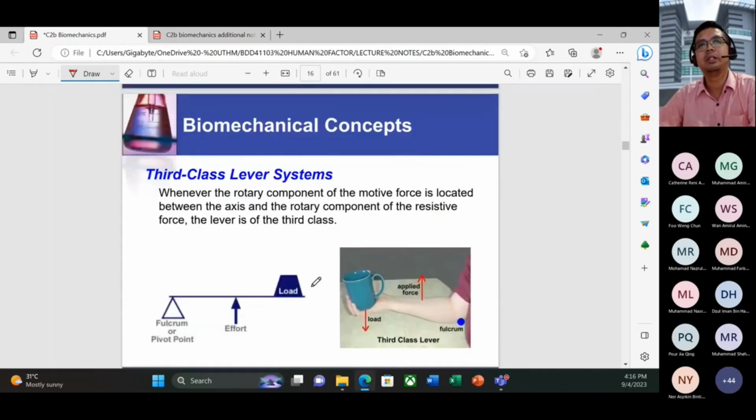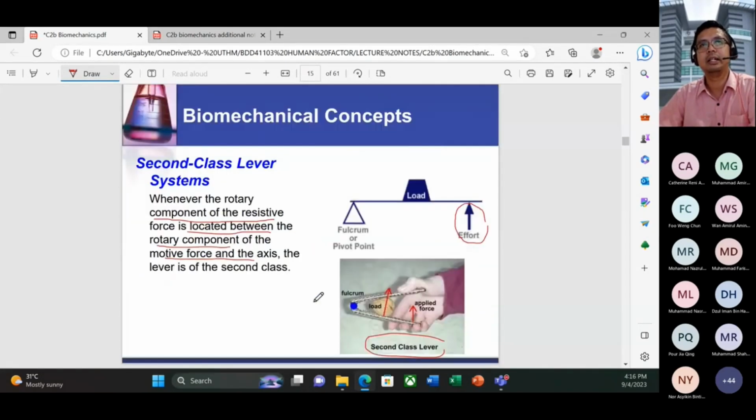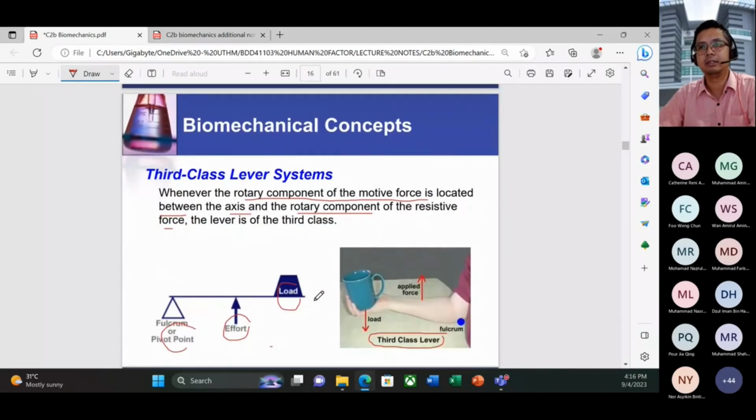Meanwhile, for the third class lever system, whenever the rotary component of the motive force is located between the axis and the rotary component of the resistive force, the lever is third class. Meaning that the effort has been applied, the load will be here, and the fulcrum or pivot point will be here. For example, like this. Our elbow is the fulcrum, the applied force will be here near our elbow, and this is the load. This is what we call a third class lever. So you have to differentiate between the first class, second class, and third class lever systems. So in biomechanical concepts, we divide into three types of lever class systems.